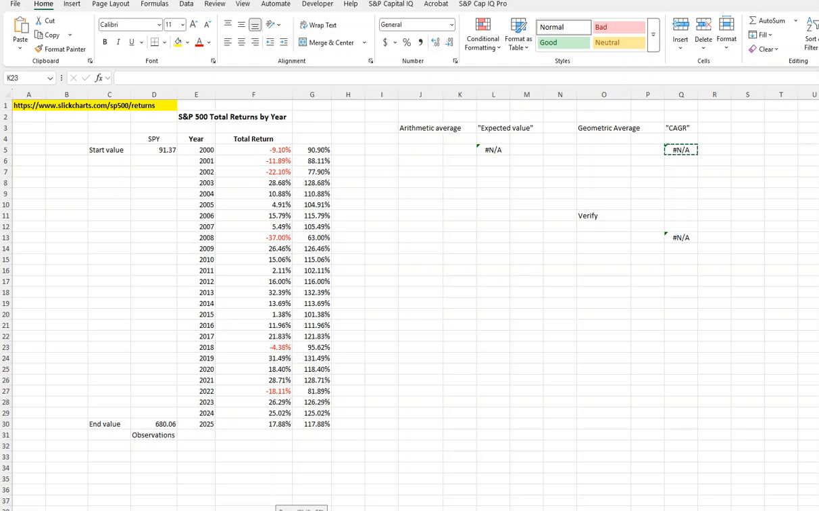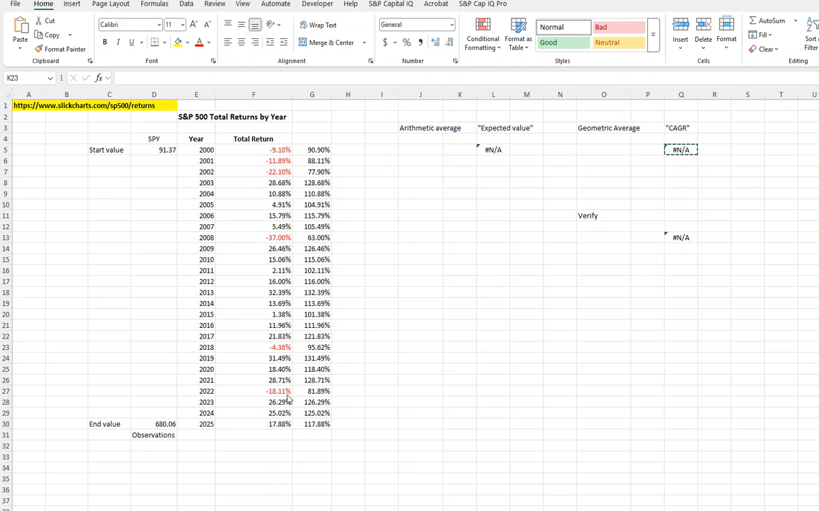A very common source of confusion and consternation comes from differentiating the arithmetic average from the geometric average, or average rate of return, in the application. So I've gone to this website, slickcharts.com, to get S&P 500 returns. And you have to be very careful which S&P 500 returns you're referring to.